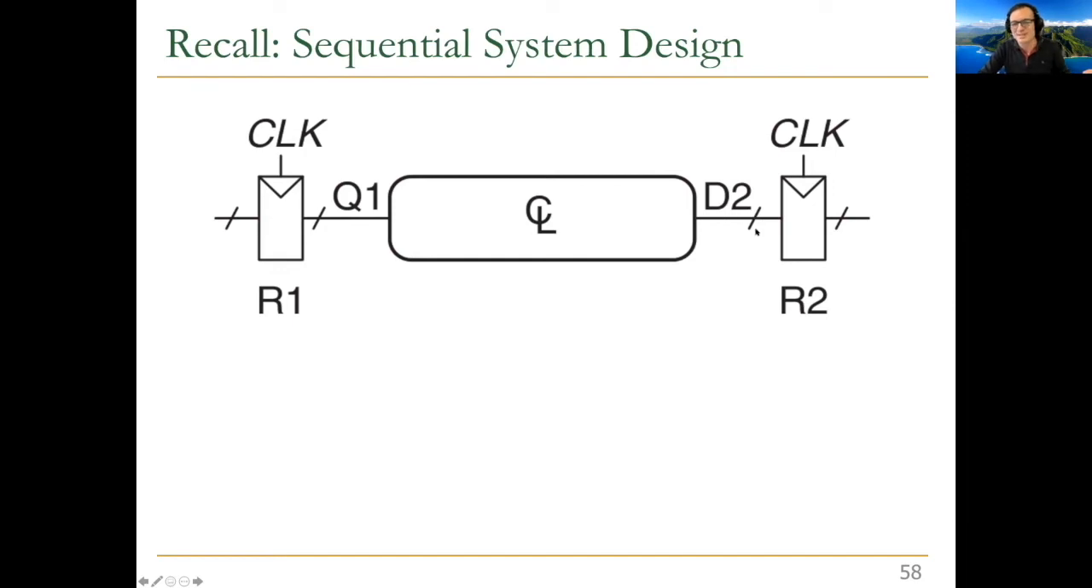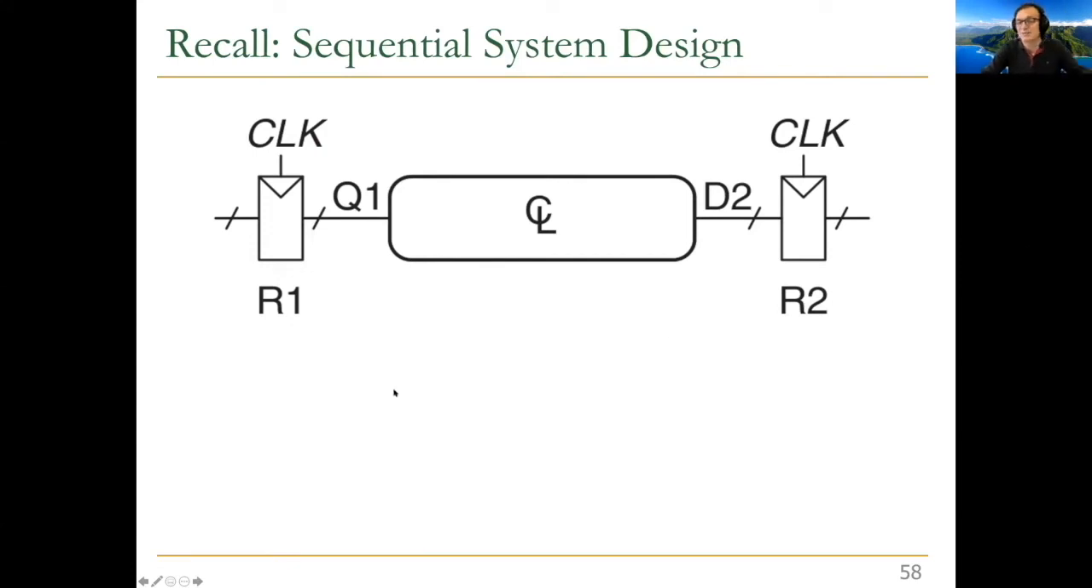So you can think of it as a finite state machine where you take D2 and put it back into this register, the state register, or you can have it as a sequential system where you have multiple different state registers and combinational logic sits in between them. It's the same thing in the end.